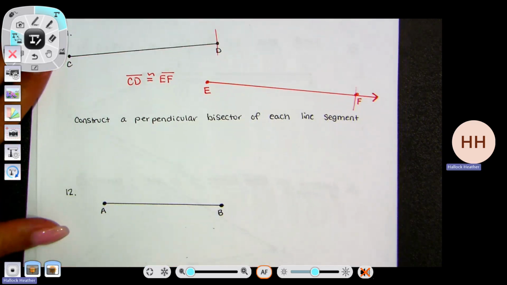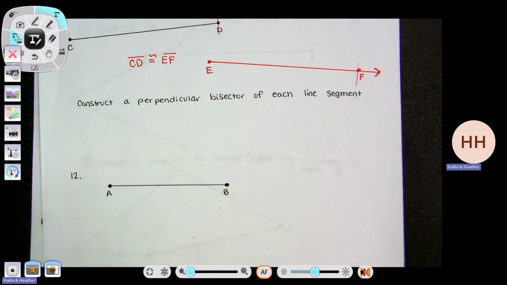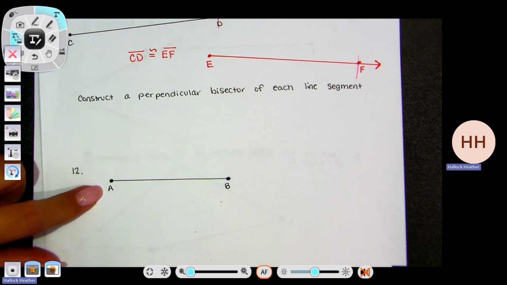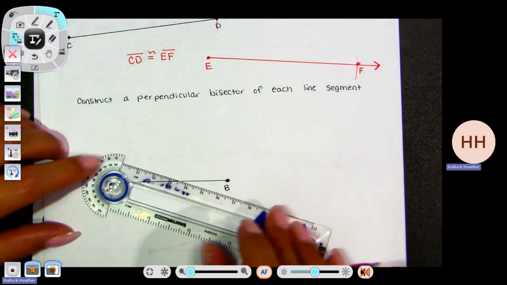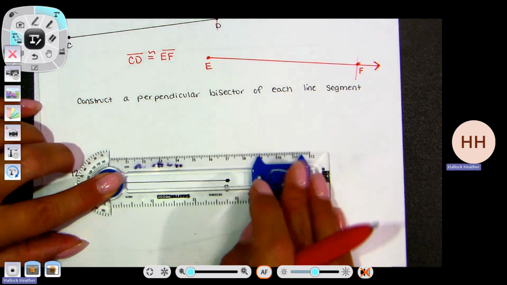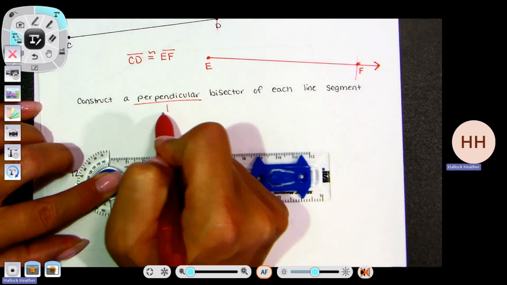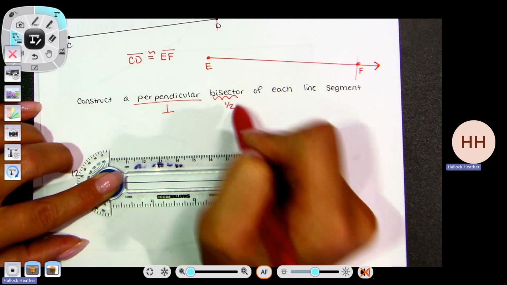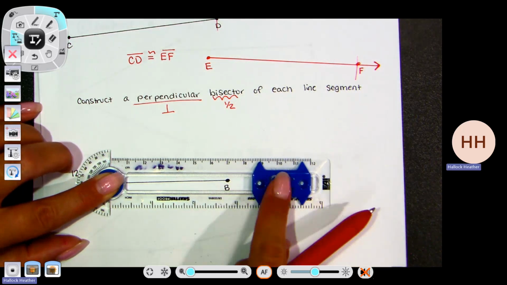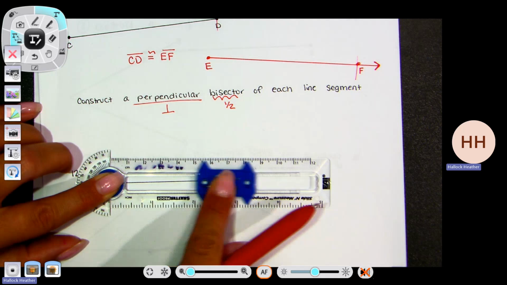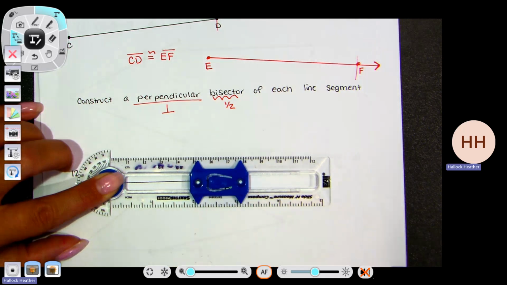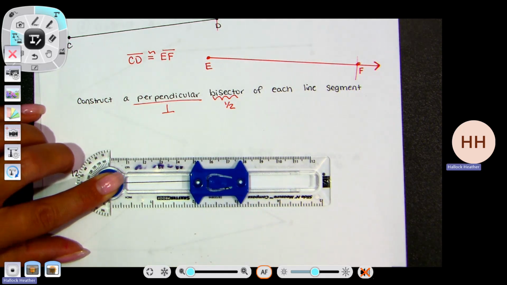Okay, perpendicular bisector. That's also for chapter 1. This is where we do a half circle, and we do a half circle, and where it intersects, we draw a line. So on A, the key to this is you have to open more than half the distance of the line. So I'm not opening all the way to B. I'm making a perpendicular, that's a right angle, bisector, so I'm cutting it in half. I'm opening up more than half the distance, like 3/4 of the way. You don't have to actually measure it. You're just opening more than half.